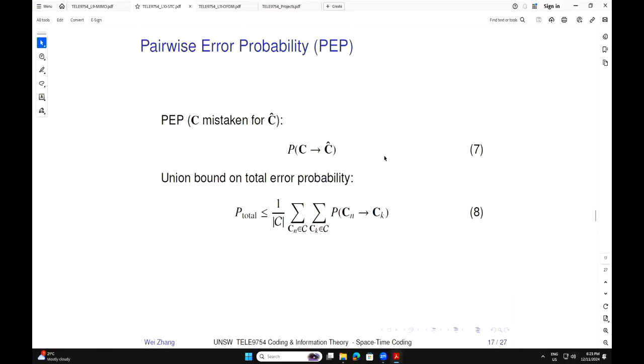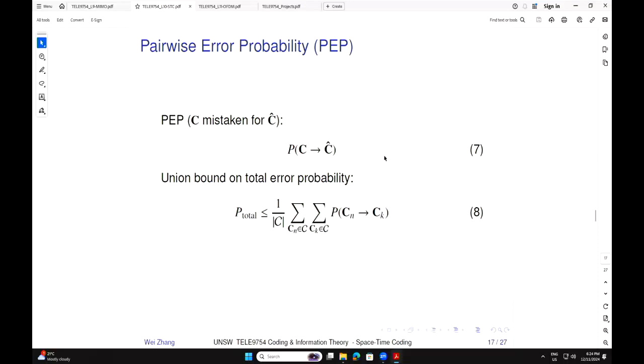Firstly, I need to give you a definition called PEP. PEP means pairwise error probability. Pairwise, you can see that we have the pair, C and C hat. Originally, C is a code, you can imagine it as some information symbol, matrix or package. You want to send this package C, the true signal, to a receiver. After this transmission, at the receiver side you get some version of this package, and that one is definitely corrupted due to noise or interference, not the same as before. So we call it C hat.